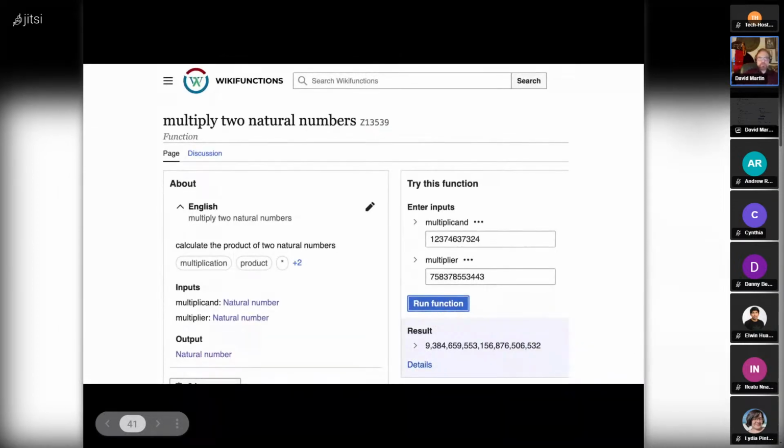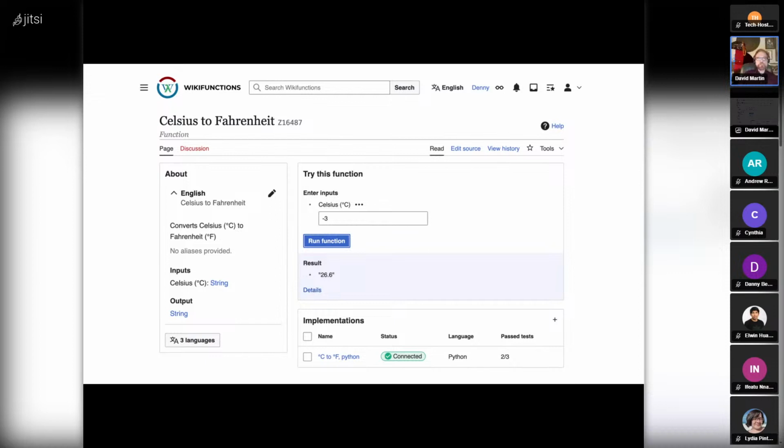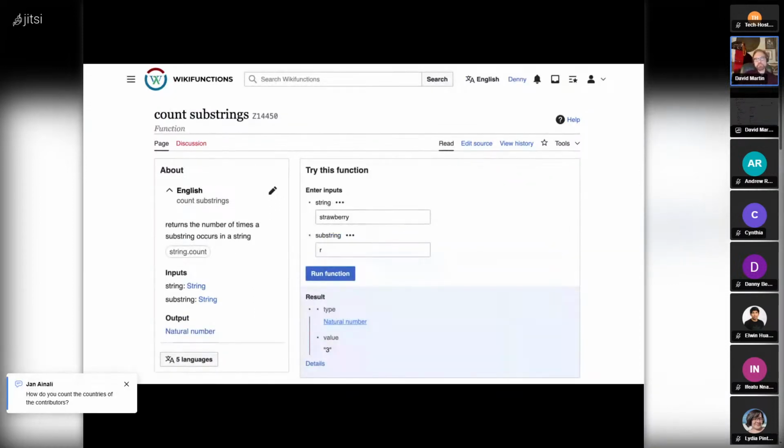Of course, functions can provide basic math, such as this one, which takes in two natural number instances, adds them, and returns the resulting natural number. Or units conversion, such as this one, converting Celsius to Fahrenheit. Here's a function that counts how often a letter or an arbitrary substring appears in a word. In this case, of course, the word strawberry contains the letter R 3 times, as the function tells us. We have quite a few functions for string manipulations.